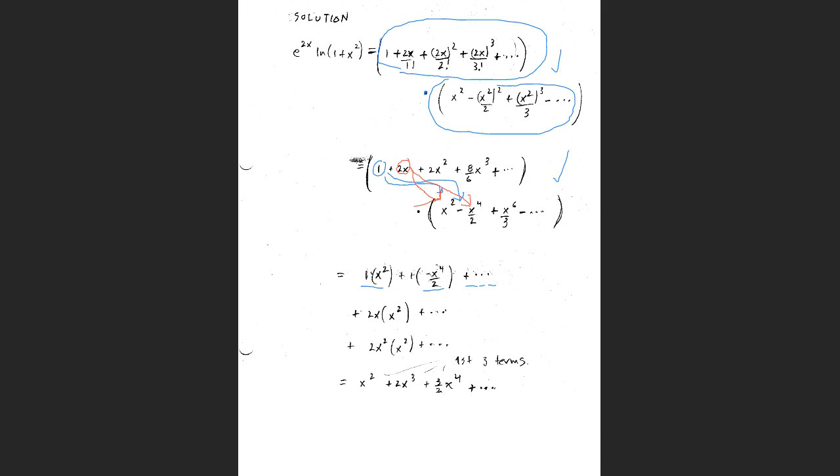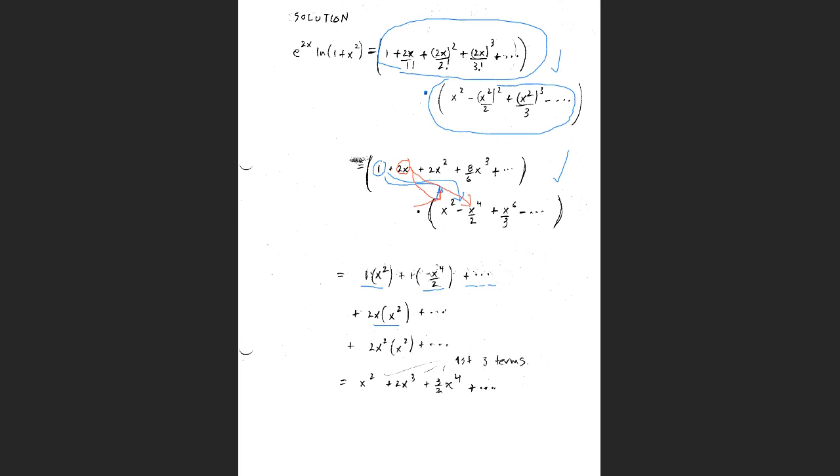I could keep going. But remember, they only want the first 3 non-zero terms of the power series. So I may not need to worry about it. I could go 1 times x to the 6th power over 3, but I may not need to worry about that. In fact I don't, because the 2x times x squared is going to give me a 3rd degree power.